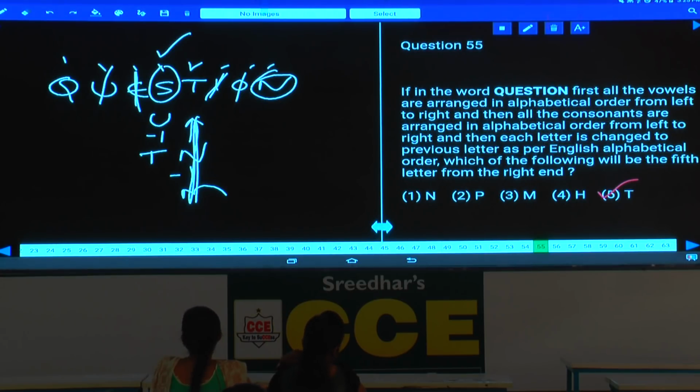Done with this? Now fifth from the right. Fifth from the right is the fourth element. Which letter will come at the fourth place? U comes at the fourth place. As U is at the fourth place, minus 1, that will be T, choice 5. Then question numbers 56 to 58.